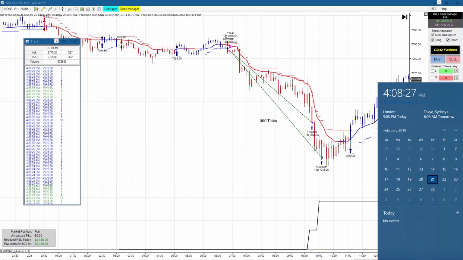Hello everyone, today is Thursday, February 21st. It's 4:08 p.m. Eastern Standard Time. It's about 8 minutes after the regular session closed. You can see my computer clock on my right and the time and sales on my left.